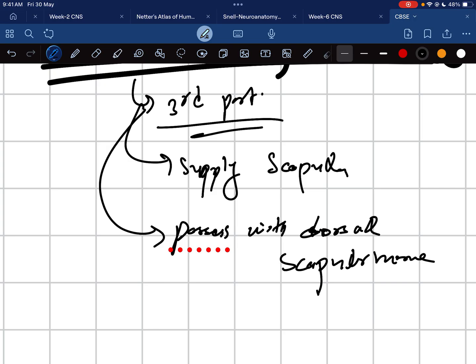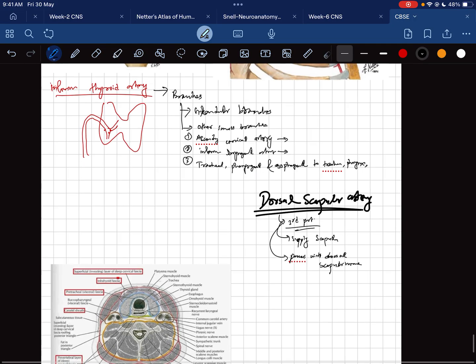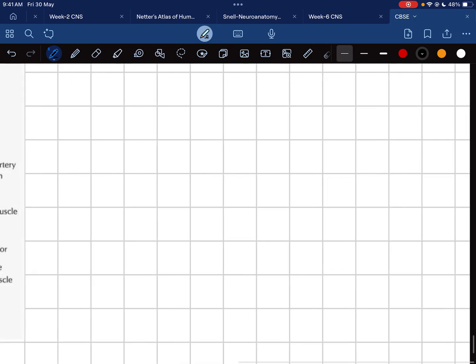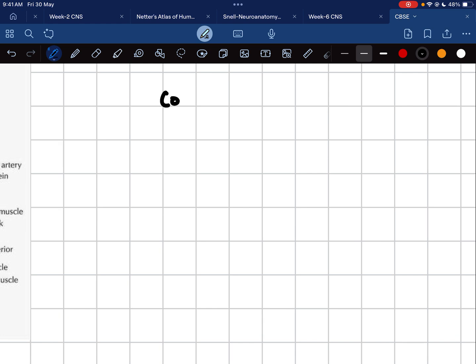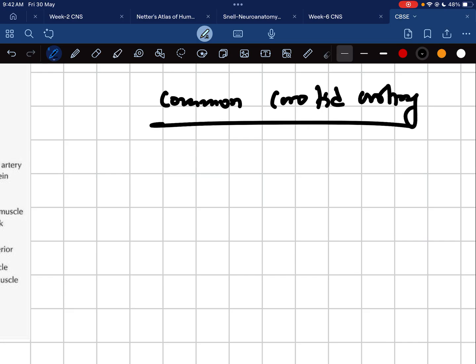Now we are moving on to the common carotid artery, and then we will discuss the carotid sheath. The common carotid artery is the chief artery that supplies the head and neck.